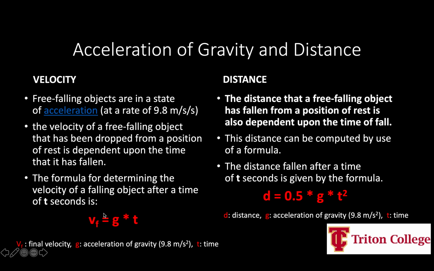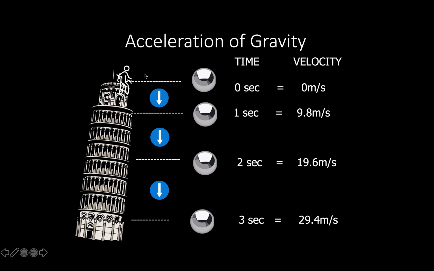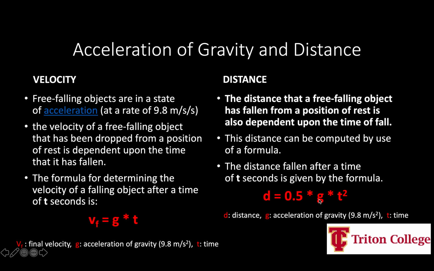Okay. Now again, from this, we can formulate for the distance it traveled, right? So what if I want to know how tall this building is based on how long it fell, and the speed? Well, the distance that a free-falling object has fallen from a position of rest is also dependent upon the time of fall. Now we're going to see that the time plays a different role here, though. And this distance can be computed by the use of the formula.